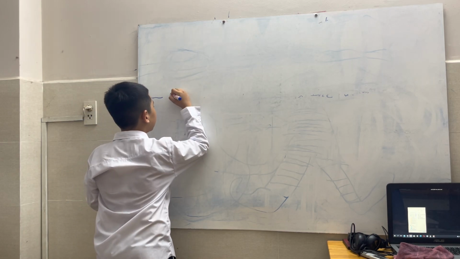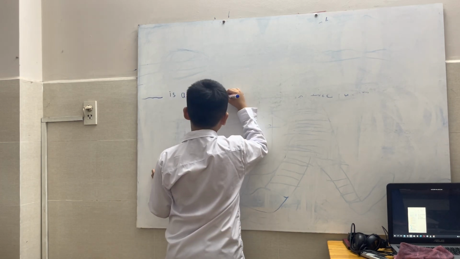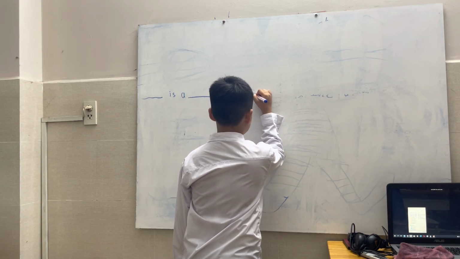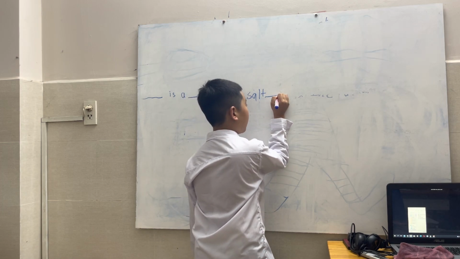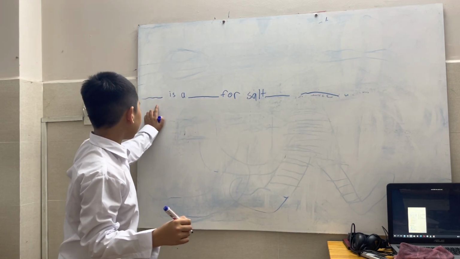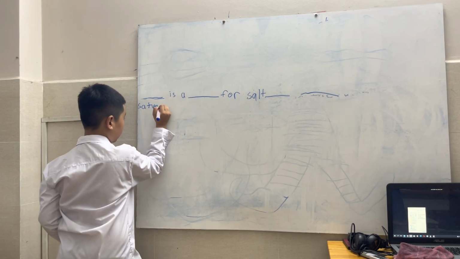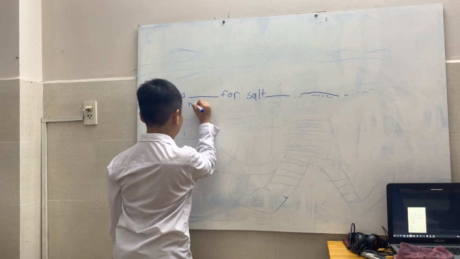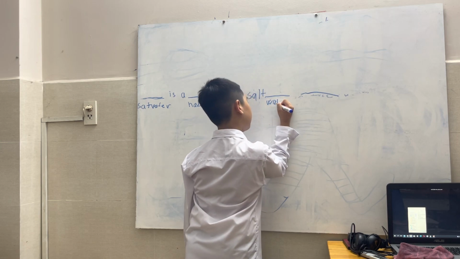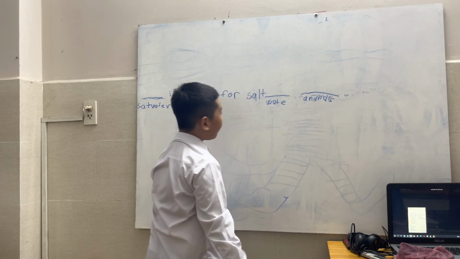Blah blah blah is blah blah blah for salt. Blah blah blah blah blah blah. So do you know how to answer this question? Salt water is a habitat for saltwater animals. C is an outvoted question.